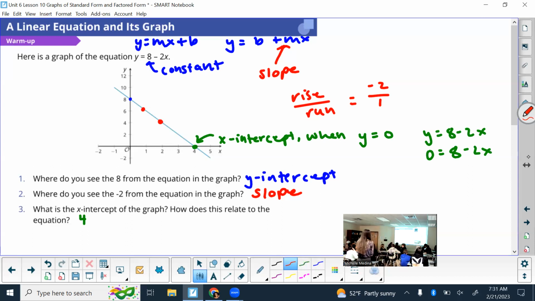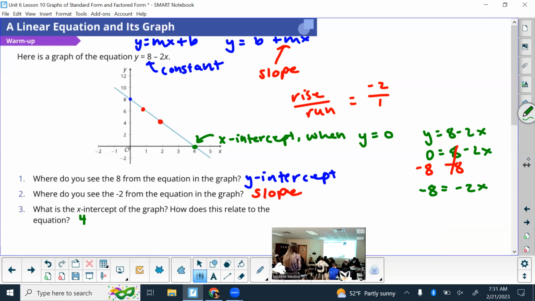So use your inverse operations, isolate the x by starting with what's farther. So -8 equals -2x, opposite of multiplying, divide by -2. So then x does end up equaling 4. So that's why you need to know both definitions. So how it relates to the equation, you could show this work. And also just know that x-intercept is when y equals 0. Okay, questions, comments, concerns?